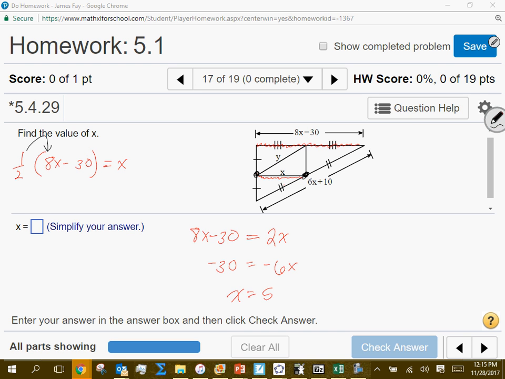I would, in this situation, distribute the 1/2. Makes it 4x minus 15 is equal to x. Subtract 4x from both sides. Gives you negative 15 equals negative 3x, so x again has to be 5, right? At this stage here, if you wrote this equation where the 1/2, 8x minus 30 equals x, you've got options. You can distribute the 1/2 like I did. Or you can multiply the left-hand side by 2 and the right-hand side by 2 to get the 1/2 to disappear. And if you do that, it develops this equation right here. Okay? So that's kind of how you would want to approach that question.